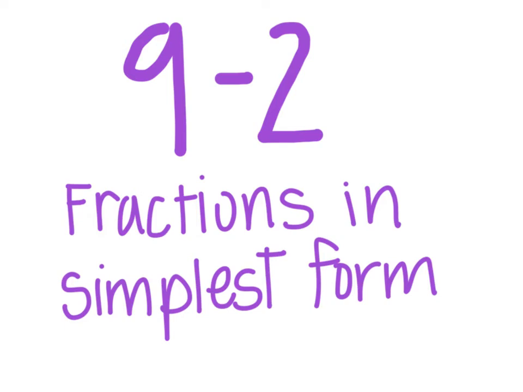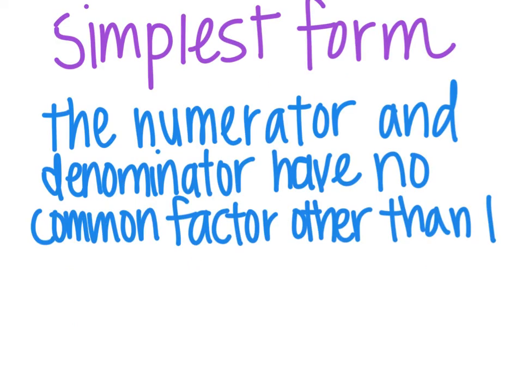In this video, I'm going to be talking about 9-2 fractions in simplest form. We first need to talk about what simplest form means. The simplest form of a fraction is when the numerator and the denominator have no common factor other than 1. So the numbers are pretty simple, which is why it's called simplest form.